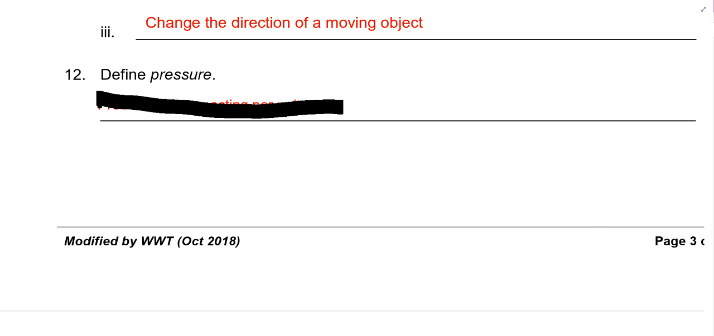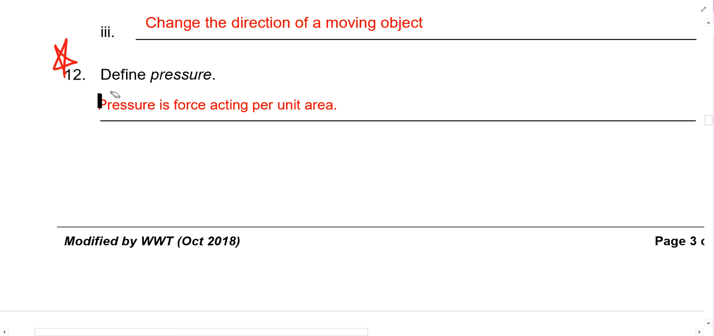So here another one, put a star beside it, just like our define friction. So define pressure. What is the definition of pressure? Not unit time, unit area. Force acting per unit area. Yes. No. Why per unit mass?